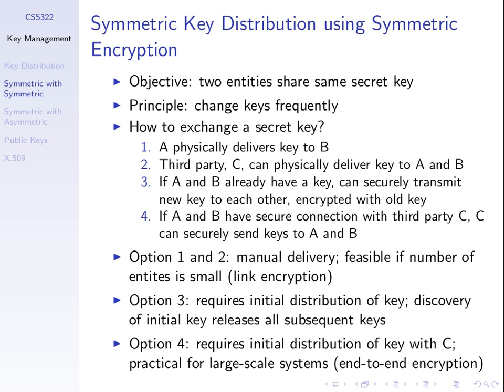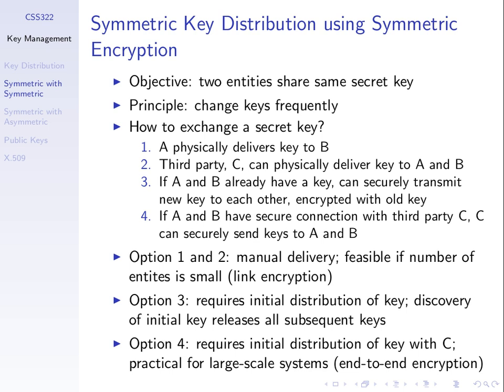Approach 3, and this relies on the previous two approaches. If A and B already have a key, how do they already have a key? Using approach 1 or 2. If they already have a key, then we can choose a new key, encrypt that with that key that they already have, and send securely across a network. And we can combine that with approach 2. If A and B already have a secure connection to some third party C, C can securely choose a new key and send to A and B.